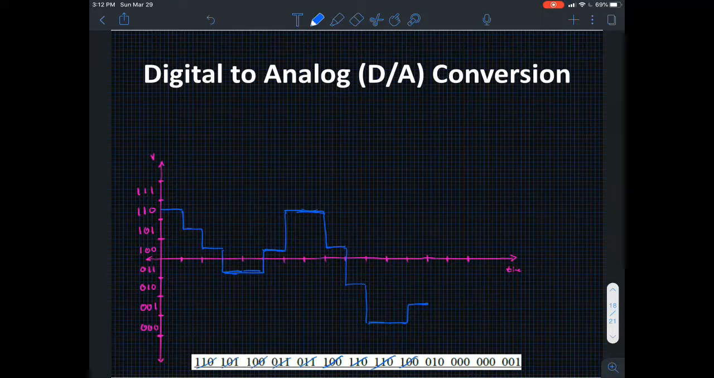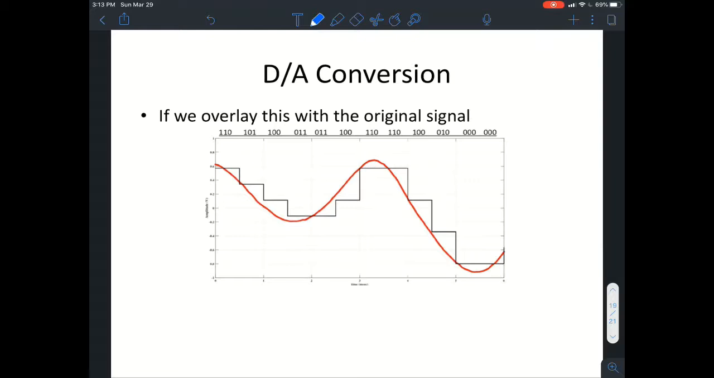We're going to have that bit sequence here. We'll all go through a digital to analog converter, and we're going to end up getting these quantized levels held for samples for the duration of the sampling time. So this is what it's going to look like, and let's actually go and overlay this against the original signal.